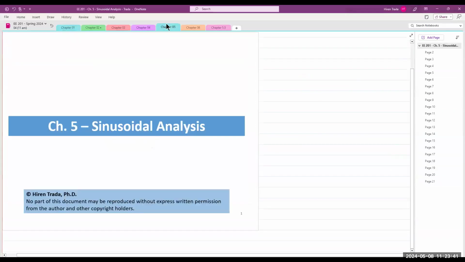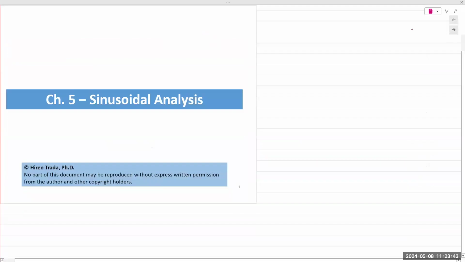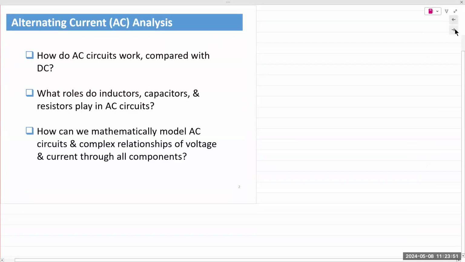Now we go to chapter 5. The title for the chapter is Sinusoidal Analysis. I'll explain what it actually means. What you're going to study in this chapter is basically the effect of AC sources on our components: resistors, inductors, and capacitors. The components don't change. The components are the same.